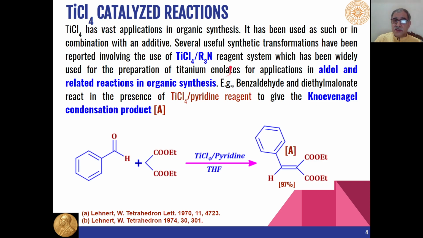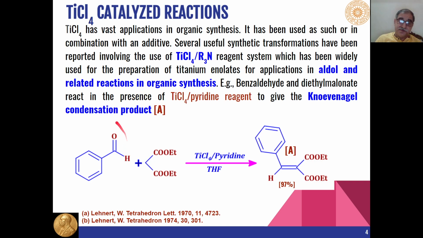TiCl4 is mostly used in combination with a tertiary amine, and this reagent system has been used in many types of organic functional group transformations. And most common among these are condensation reactions, and out of those, aldol condensation and related reactions in organic synthesis are used for preparing different types of enolates which react with each other to give various types of products.